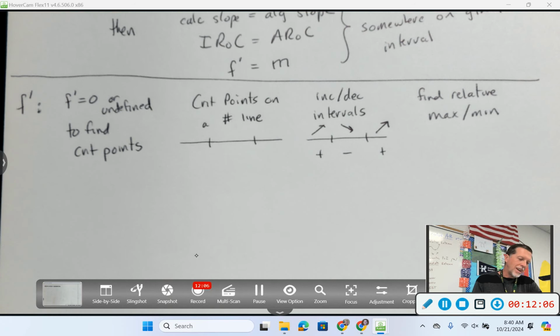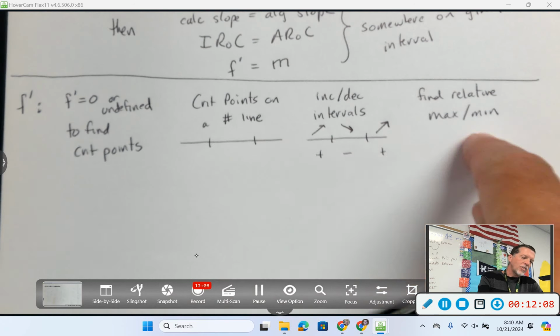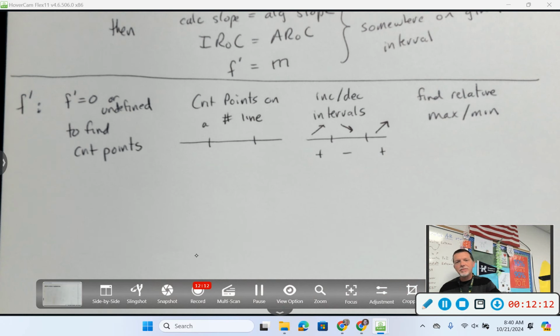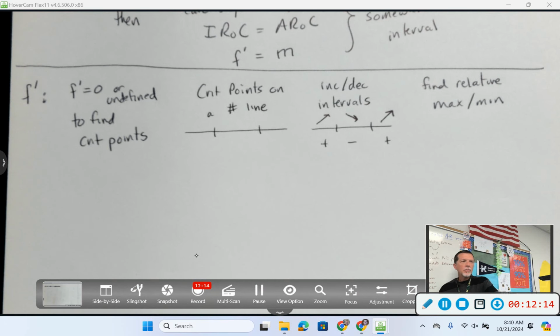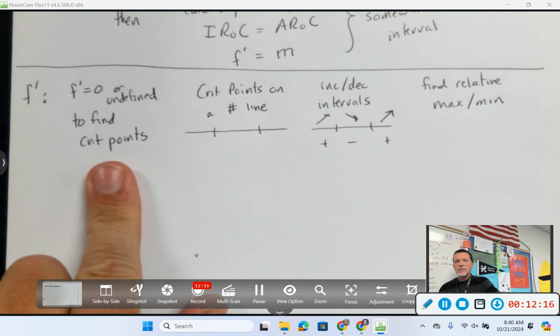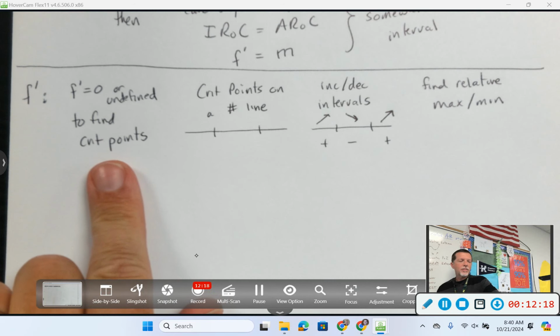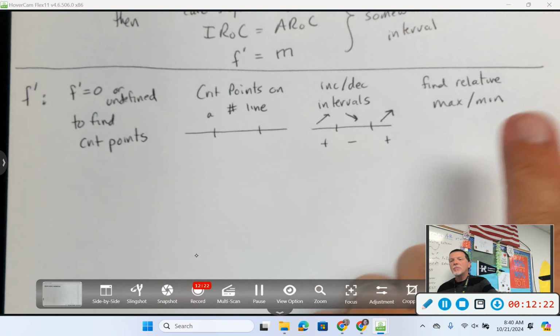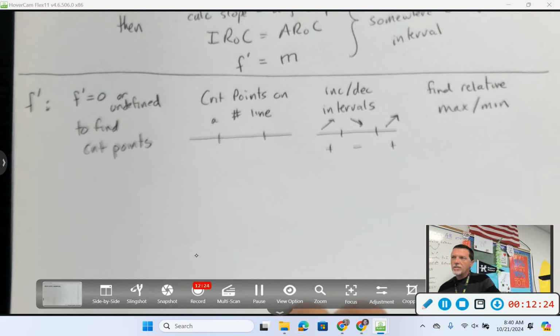And remember, we can ask questions that land you at all different spots along that little timeline there. We could just say, hey, find the critical points. We could say, where is the function increasing and decreasing? And we could say, where are the relative maximums and minimums? And then you'd have to do all of it.